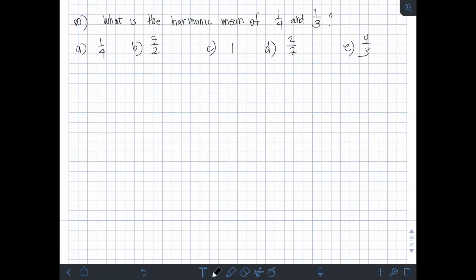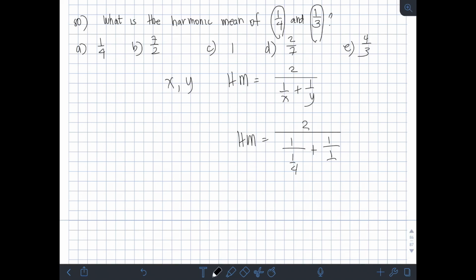Okay? Next, we have, what is the harmonic mean of 1/4 and 1/3? Okay, harmonic mean. So, meron lang tayong formula dito. So, kung meron tayong two numbers, let's say x at y, yung harmonic mean niyan, let's say hm is, formula is 2 over 1 over x plus 1 over y. So, substitute lang natin yung given value. Let's say yung x natin is 1/4, yung y natin is 1/3. So, harmonic mean nila is 2 over 1 over yung x 1/4 plus 1 over yung y 1/3.